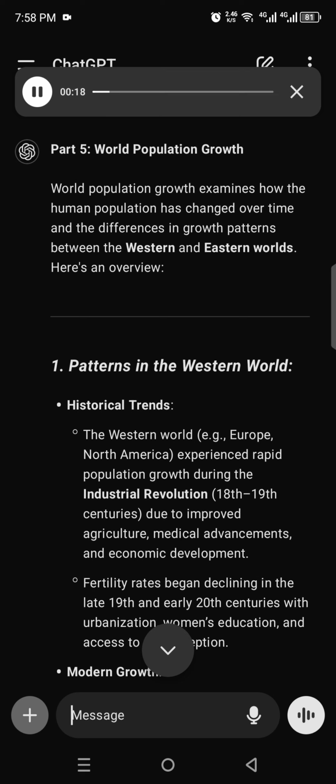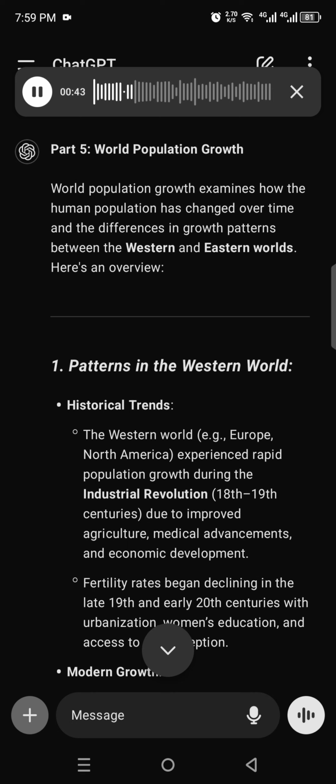Historical trends. The Western world, e.g., Europe, North America, experienced rapid population growth during the Industrial Revolution, 18th to 19th centuries, due to improved agriculture, medical advancements, and economic development. Fertility rates began declining in the late 19th and early 20th centuries with urbanization, women's education, and access to contraception.